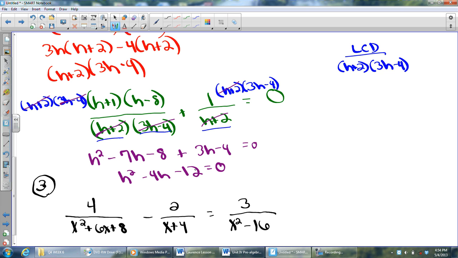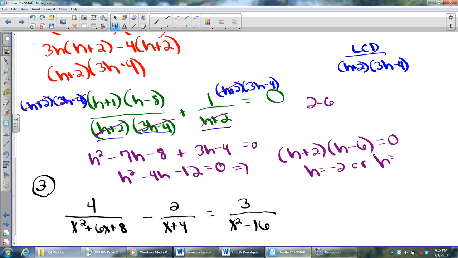Let me see, I need two factors of 12 that subtract to get 4. Ooh, sounds like 6 and 2, right? But I think it'll be 2 minus 6. So this is going to factor as h plus 2 and h minus 6. And then if I just solve, I'll get h equals negative 2 or h equals 6.